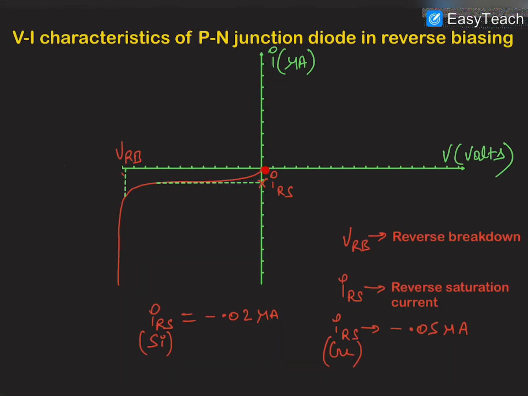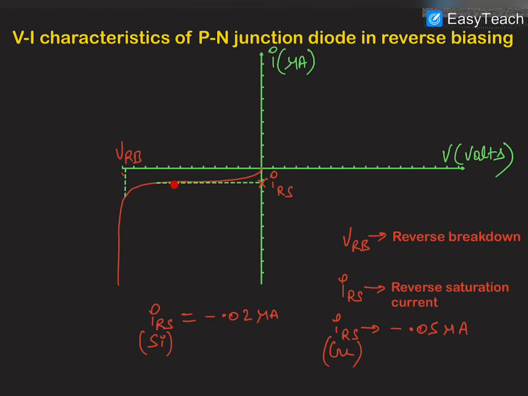So this is the VI characteristic of the PN junction diode, and you can see that, as we have already discussed, at a constant temperature the rate of generation of minority carriers will be fixed, and therefore the rate of flow of minority carriers through the diode junction will be fixed, and therefore the reverse saturation current will be fixed, and it would be independent of applied voltage.